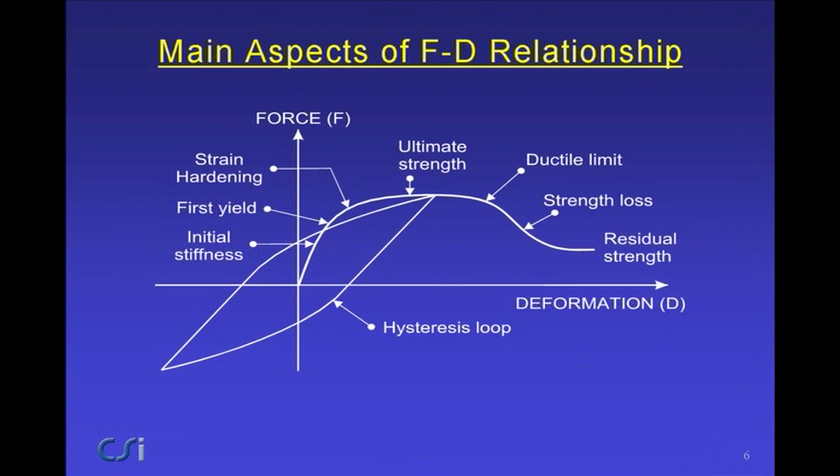So if you look at the main aspects of a force deformation relationship for a component or perhaps a structure, we have the initial stiffness. Somewhere in here, it may not be a well-defined point, there'll be first yield. There'll be then a region of strain hardening typically. You then reach some ultimate strength value. At a certain point, you'll use up the ductile capacity of the structure and reach some ductile limit. There'll be then strength loss. It may reach a residual strength value, which goes on for some considerable distance. And basically, those are the essential features if you were to apply monotonic loading.